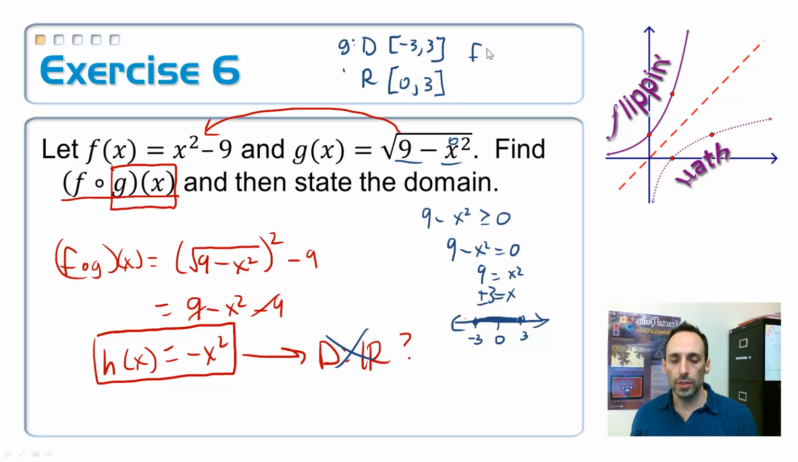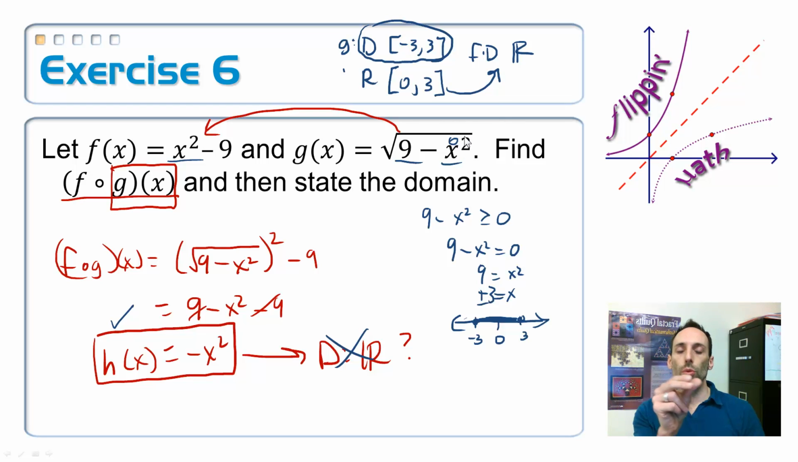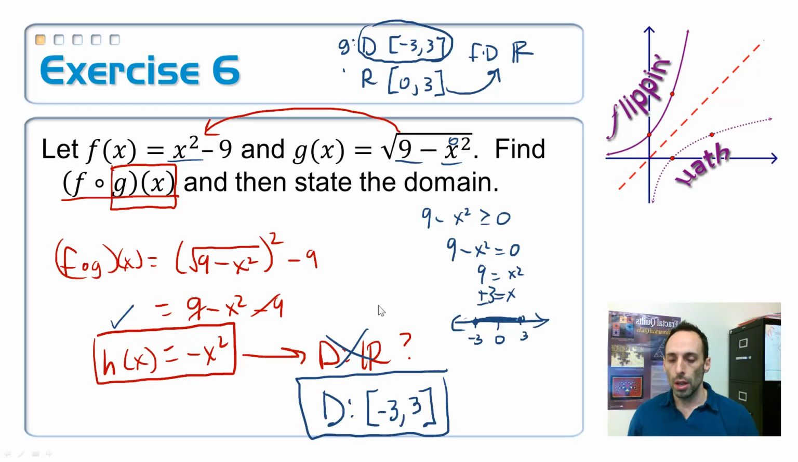Okay, now f of x, its domain, that's what we need to examine. Its domain is, since it's quadratic, just all real numbers. Okay, and so the domain of h of x should be the domain of the interior function as long as its range is completely inside the domain of f of x. Is from 0 to 3 within all real numbers? It is. This means the domain is only from -3 to 3.